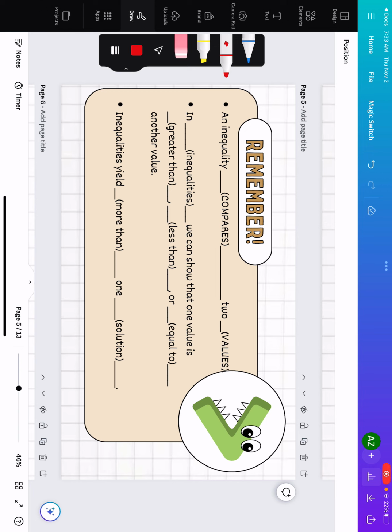Okay, so on your notes page, let's go ahead and fill out the blanks. An inequality compares two values. So you're comparing one side to the other side. In inequalities, we can show that one value is greater than, less than, or equal to another value. Inequalities yield more than one solution.